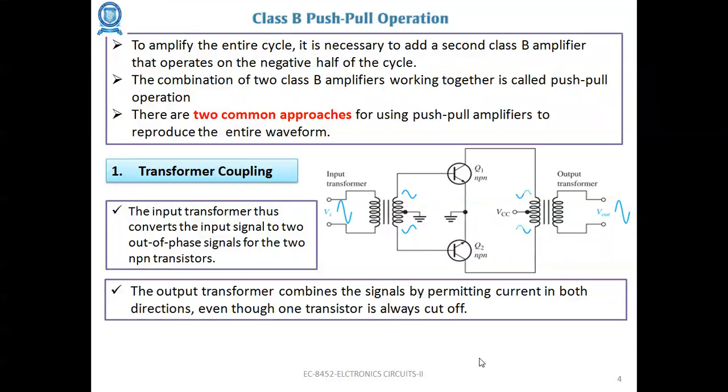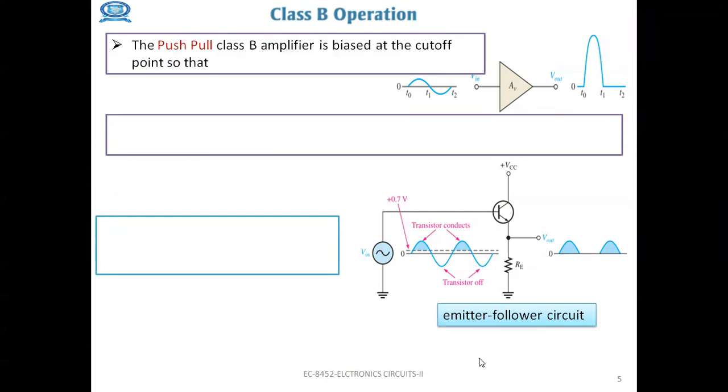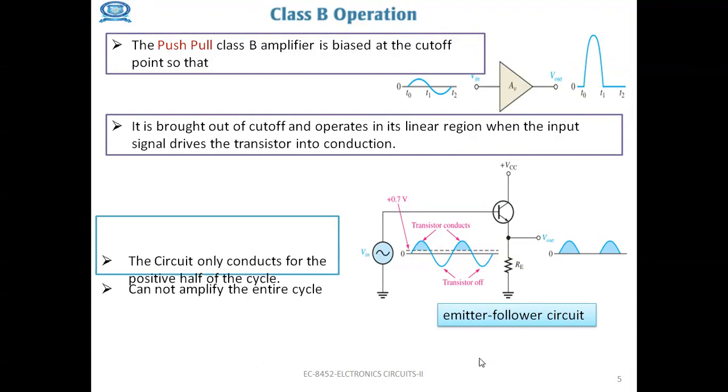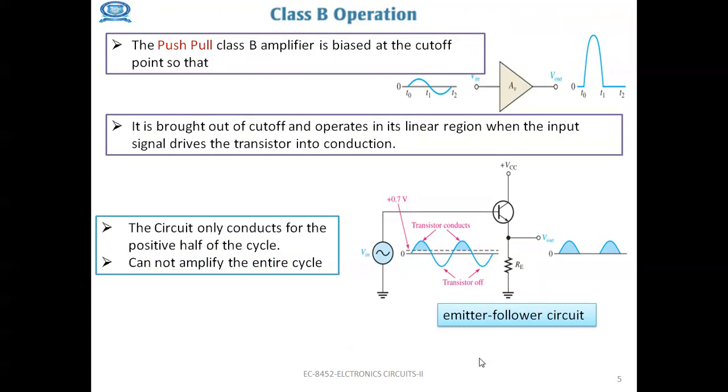Now the DC operation, the biasing supply. Here the DC bias point, the Q point, is adjusted on the x-axis such that VCEQ equals VCC and ICQ equals 0. So the bias is in the cutoff region. It operates in the linear region when the input signal drives the transistor into conduction. Here the circuit conducts only for the positive half cycle and cannot amplify the entire cycle.